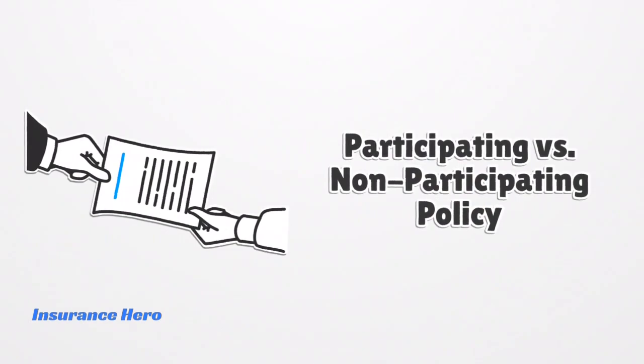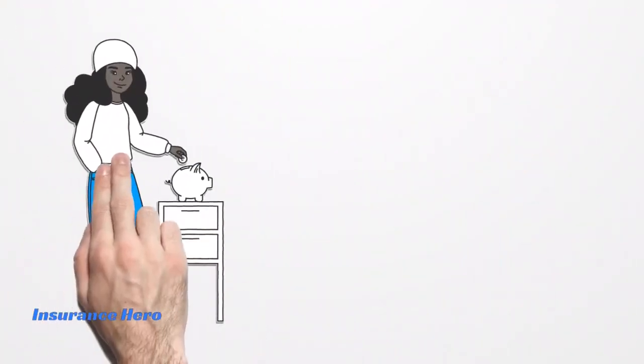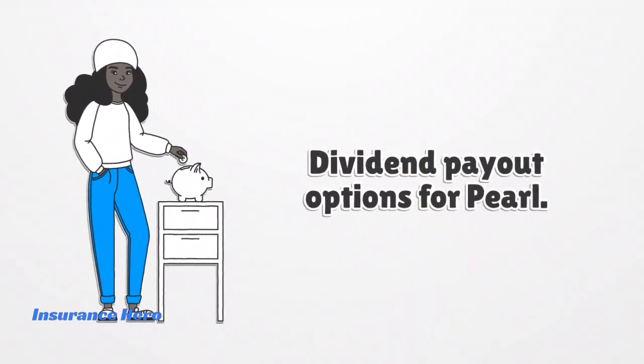Participating means the policy owner will receive dividends declared by the board of directors, while non-participating means they will not receive dividends. Let's say Pearl's $450,000 participating whole life policy is eligible for a $60 dividend as declared by the insurer's board of directors. As the policy owner, Pearl can choose how she'd like to receive this dividend.